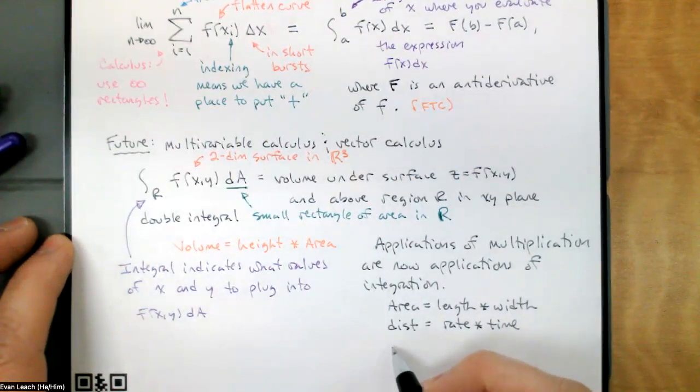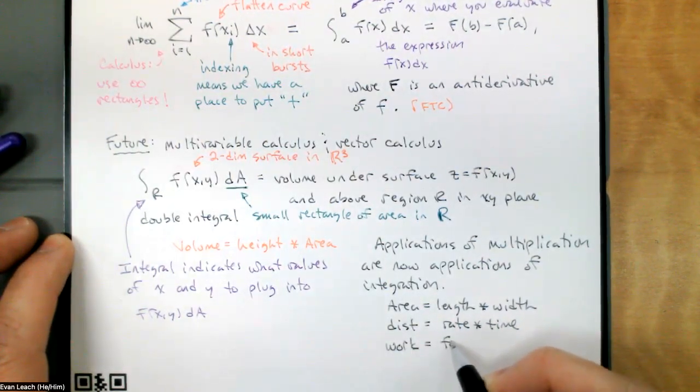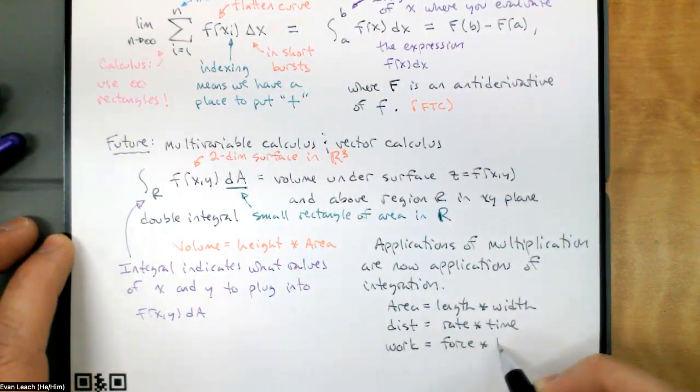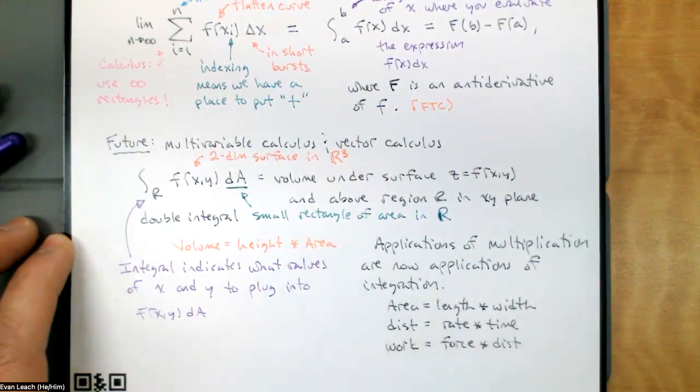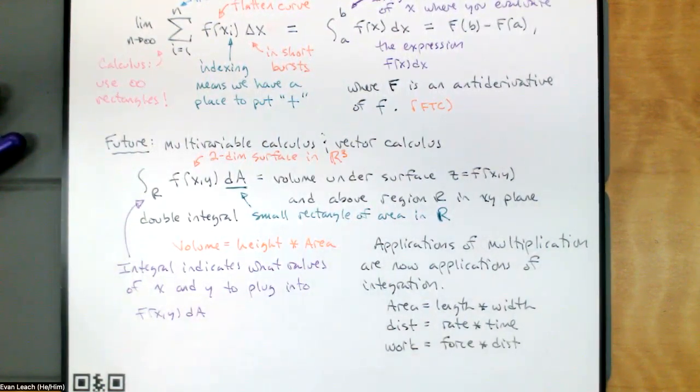Other favorites, work is equal to force times distance. If the force is constant over the distance, then all we have to do is multiply. Life is easy. If the force is variable over the distance, then we have to integrate. If the force is continuously variable over the distance, then we've got to integrate.